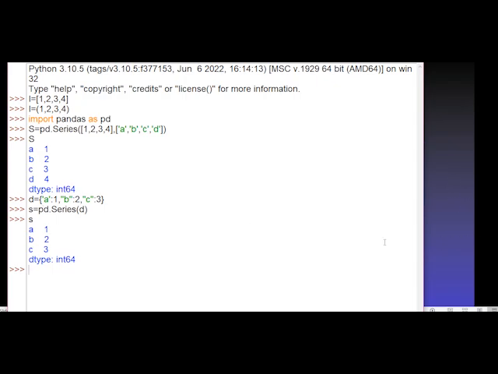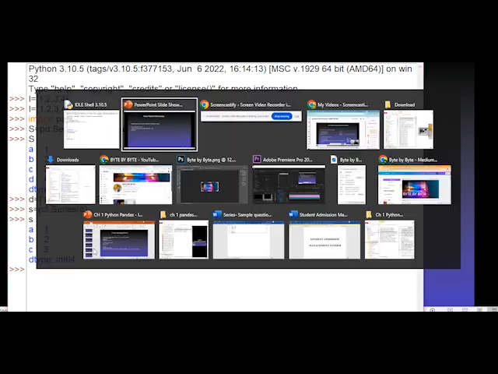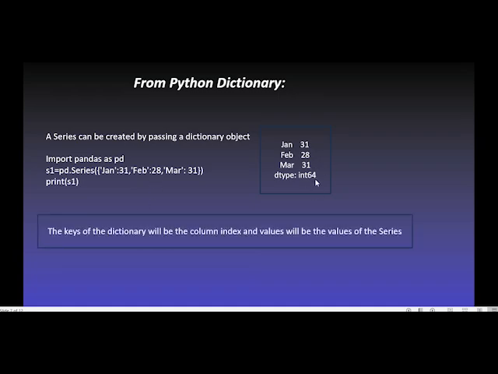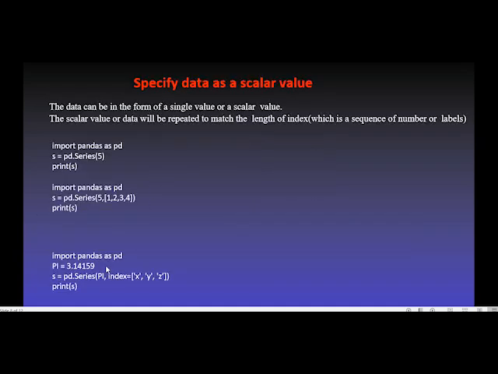This is how we can create a series by passing a dictionary. Here Jan 31, Feb 28, March 31. So, these 3 will be the values in the series. And the keys of the dictionary, which are the keys? Jan, Feb and March. These will be the index. As the values are integers, the data type is int64.